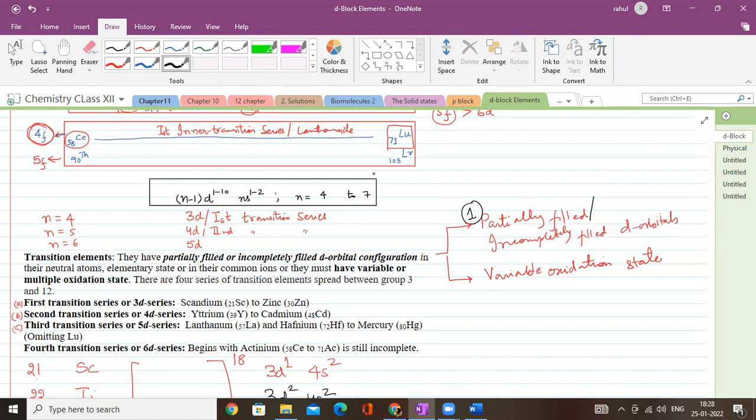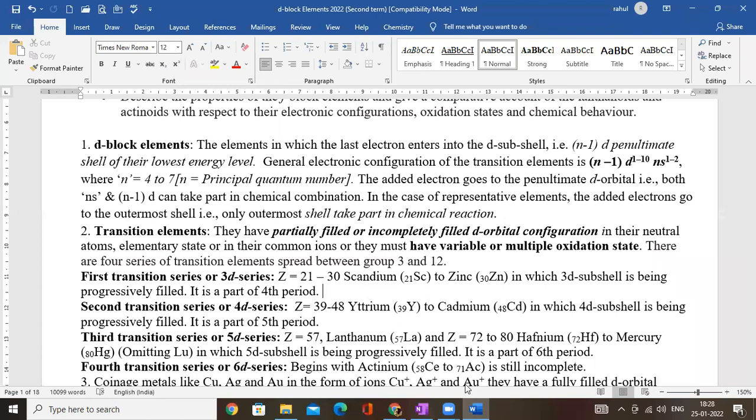It is partially filled d orbital or incompletely filled d orbital. The second condition is, if they do not have a partially filled d orbital, you can check whether they have a variable oxidation state or not. So transition elements are those which have partially filled or incompletely filled d orbital configuration, number one. Number two, they must have variable or multiple oxidation states. Now let's take up the questions on the basis of this.